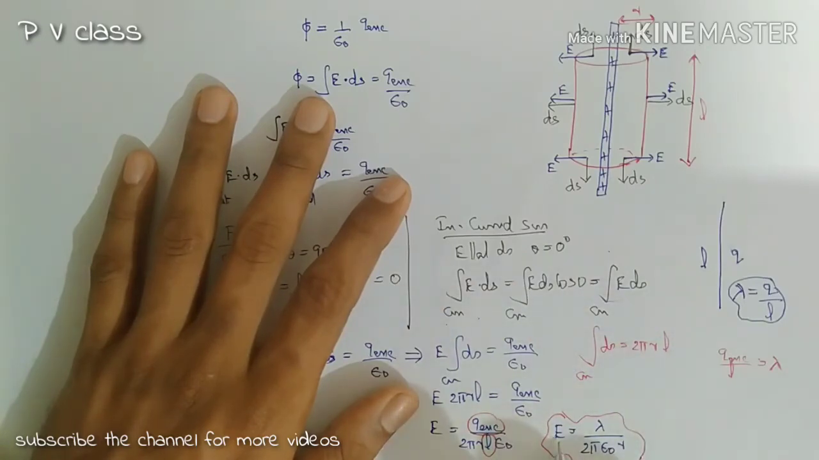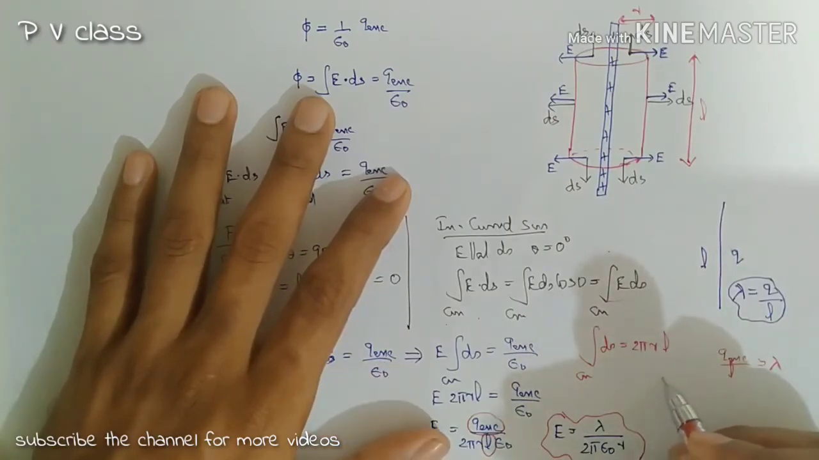What is E? E is electric field intensity. What is lambda? Lambda is the linear charge density, charge per unit length. What is r? r is the perpendicular distance from the line charge where we have to find out the electric field intensity. And from this expression, it is clear that electric field intensity depends on the distance from the line charge. Writing it like this, the electric field intensity is inversely proportional to distance.